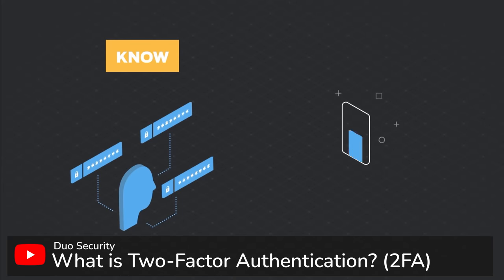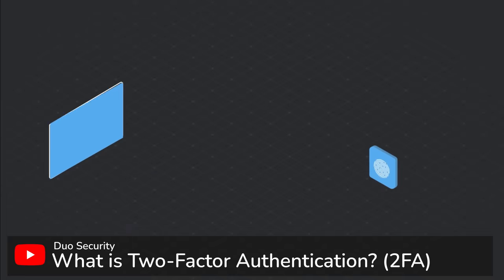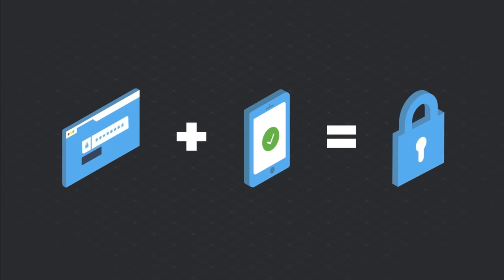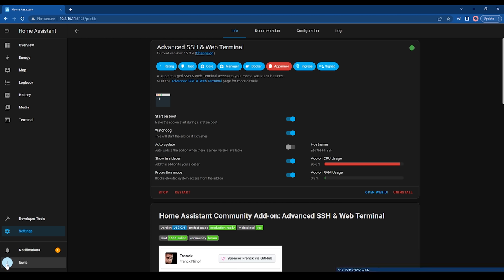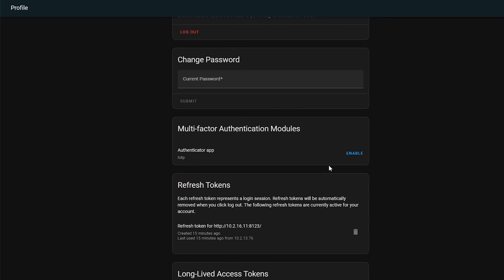2FA is a really important extra layer of security to protect your server that makes it much harder for someone to gain access without your say-so, and causes really very minimal impact to you. To enable 2FA, simply head over to your user profile, scroll down to the multi-factor section and hit enable.